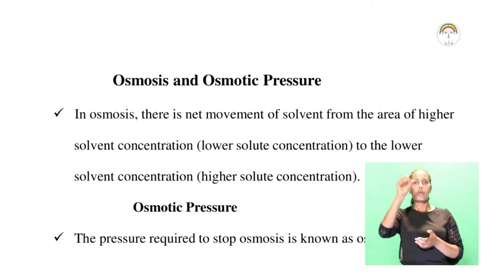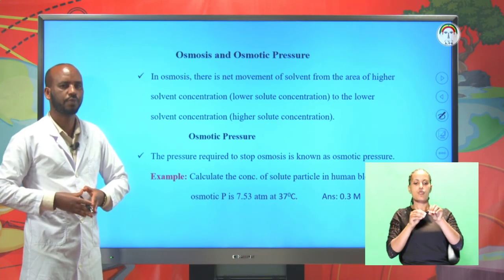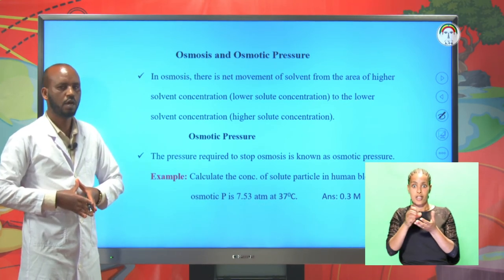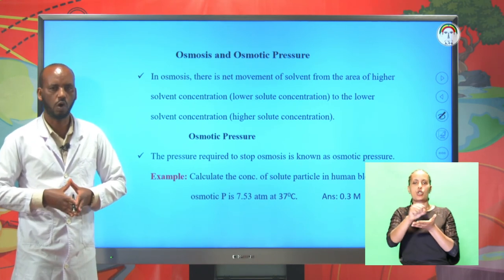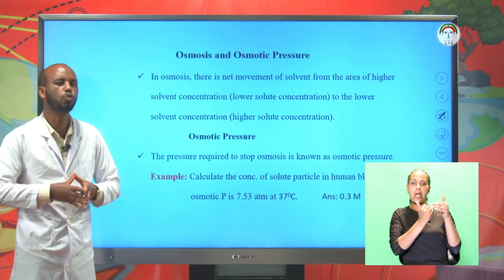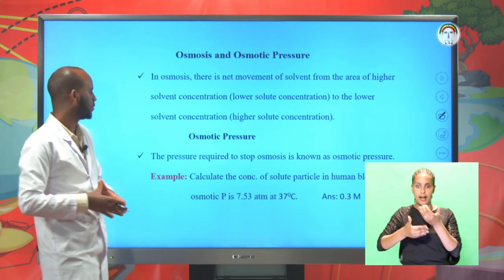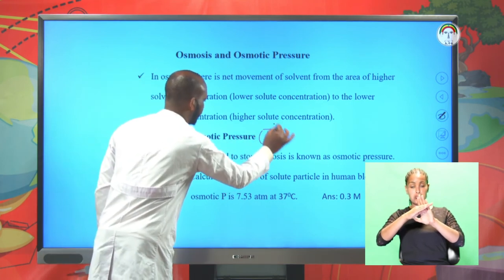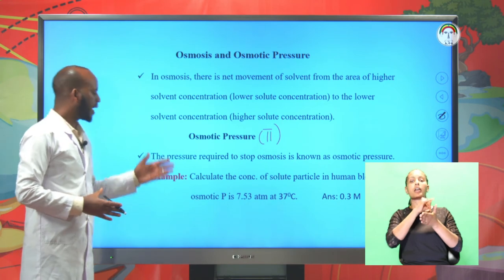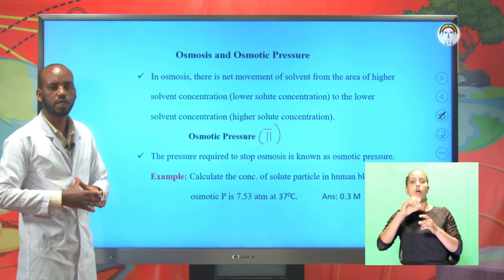Osmosis and osmotic pressure. Osmosis is defined as the movement of solvent molecules from a less concentrated solution into a more concentrated solution, or from water side into solution side through a semi-permeable membrane. Osmotic pressure, denoted by this symbol, is the pressure required to stop or prevent osmosis.